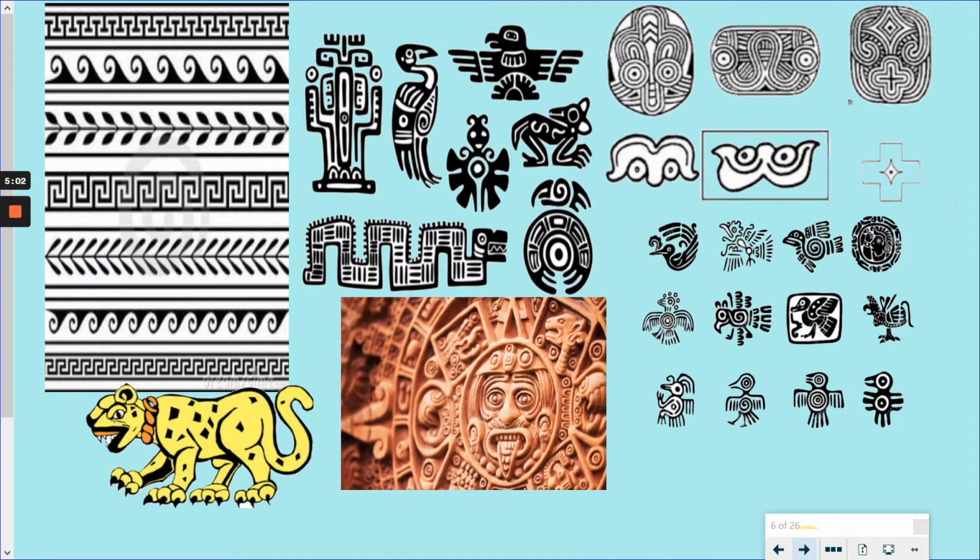Now we can see that they used multiple line patterns. So if we look in the top right corner of the screen there, you'll see that some of the designs use a sort of striped pattern where the stripes follow around the design, whatever the picture is of.